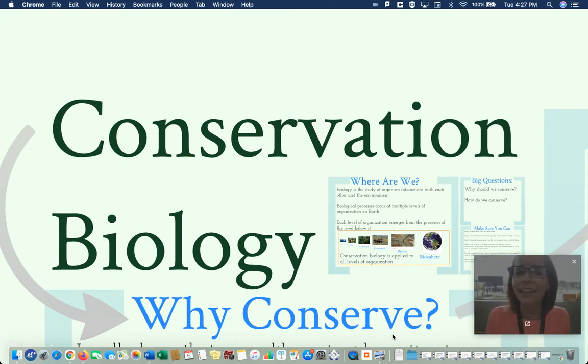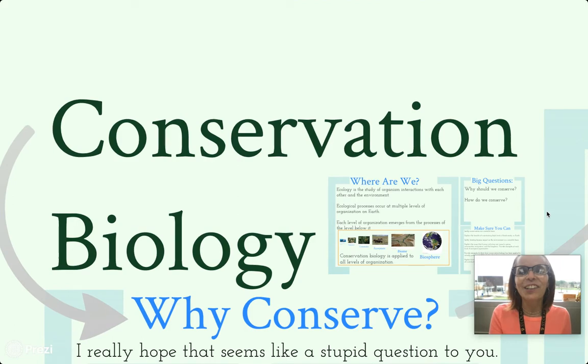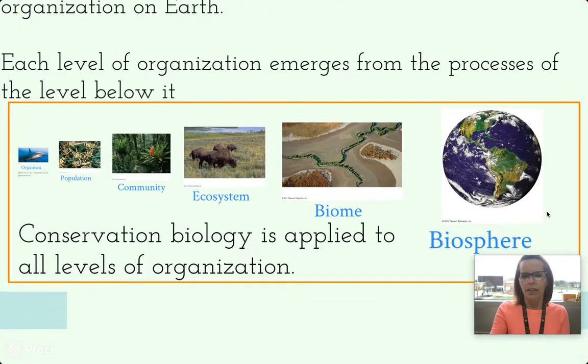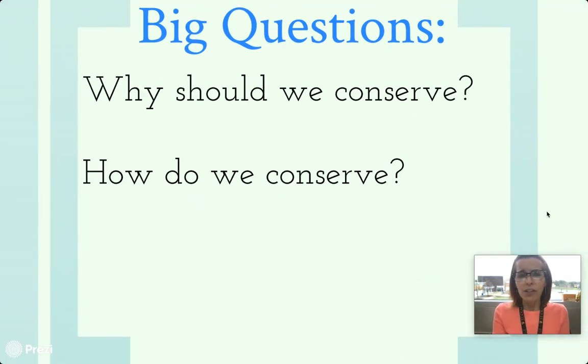All right, so this is called conservation biology. Ecology is the study of organisms and their interactions with each other and the environment. Ecological processes occur at multiple levels of organization on Earth, and each level of organization emerges from the processes of each level below it. Conservation biology applies to all of the levels of organization that we've been talking about throughout this unit. All right, so the questions: why should we conserve, and how do we conserve?